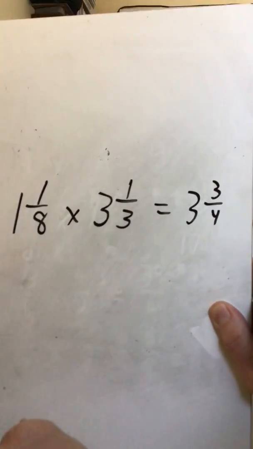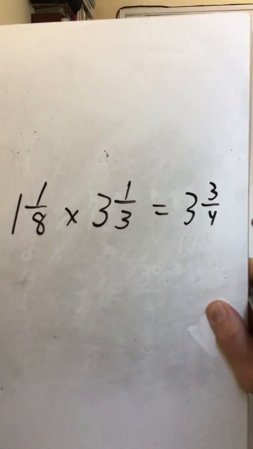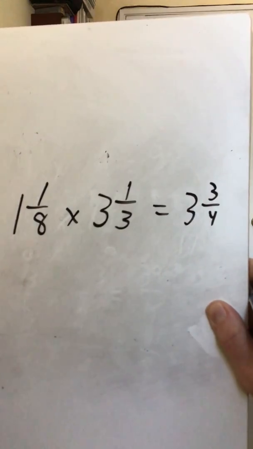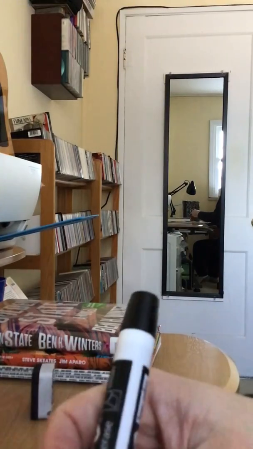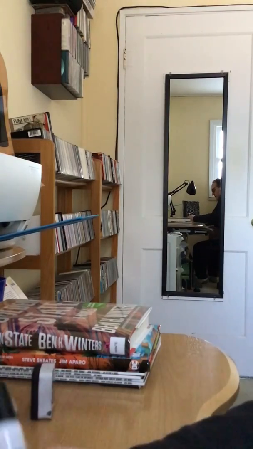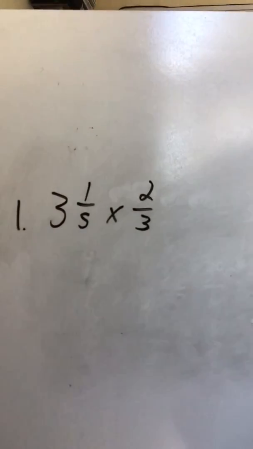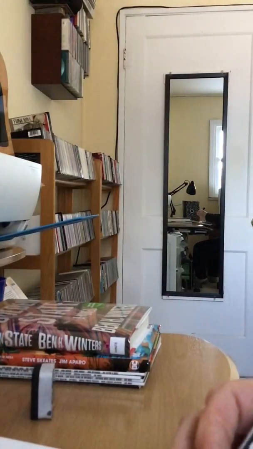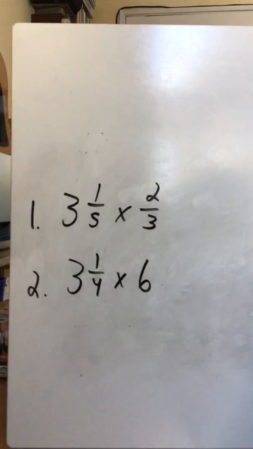All right, so I'm going to give you 2 more problems to do, and these I want you to write down, and you're going to bring into class tomorrow so we can take a look and see how we did on these, okay? All right, so we'll call this number 1 on this one, and number 1 is going to be 3 1/5 times 2/3. Okay, so that's 1 to do on your page. And the other one is 3 1/4 times 6. 3 1/4 times 6.